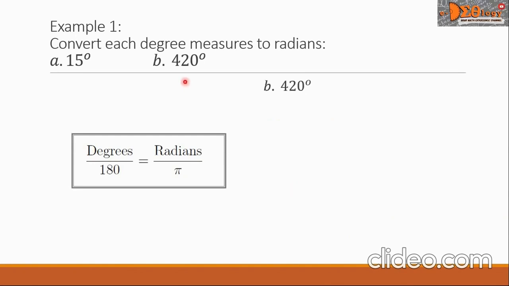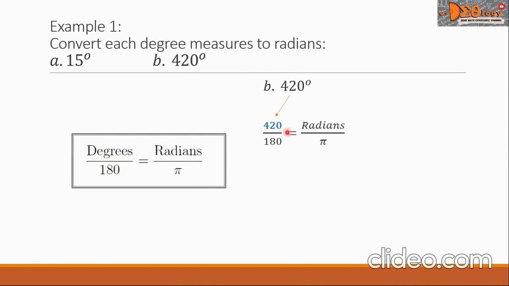Let's have letter B. Convert this 420 degrees in radians. The same idea. I am going to copy this formula and then we will substitute the 420 for the degrees portion here. So it will be like this.